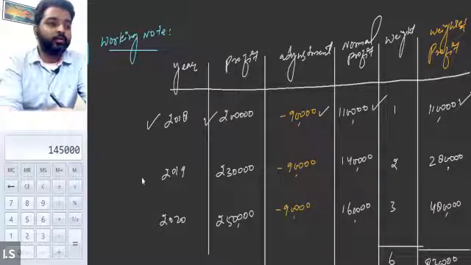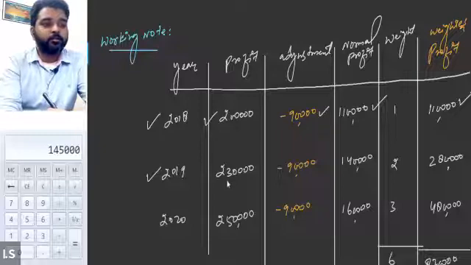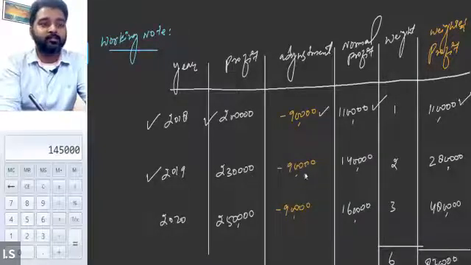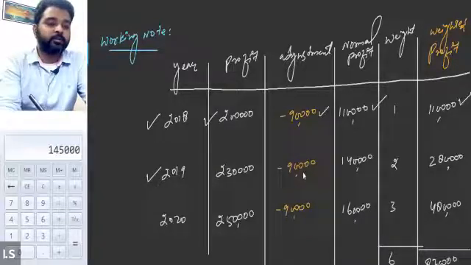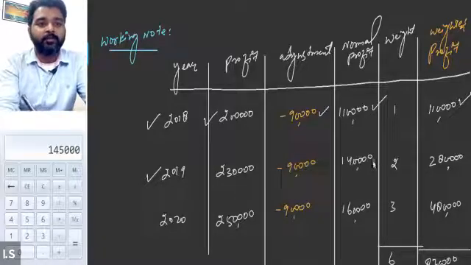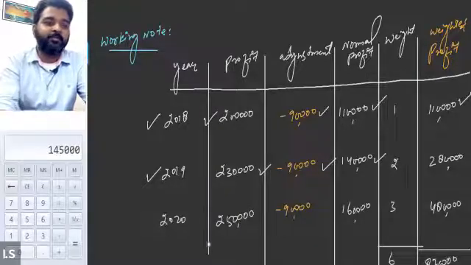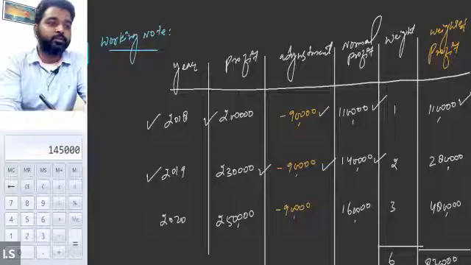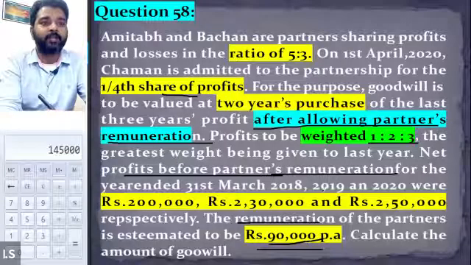For the next year also, I did the same thing. The total profit given in the question was 2,30,000. Out of this, I have deducted the remuneration, because remuneration was 90,000 per annum, and that needs to be deducted every year. So I have deducted the 90,000 from the profit of 2019 as well. After deducting the remuneration, I have got 1,40,000 as the normal profit, and the weight for the year 2019 is given in the question as 2.